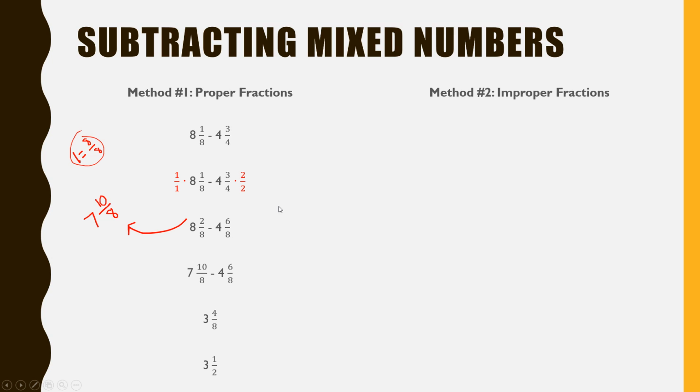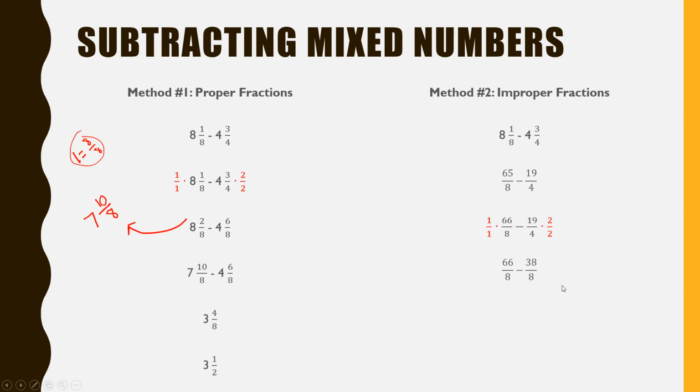All right, now let's look at improper fractions. So we've got the same problem, but this time we're going to change into improper, and I'm going to go a little bit quicker on this one because I think you guys know how to change into improper fractions. Again, we need to make common denominators, and the left fraction is going to be multiplied by 1 and the right by 2. So I get 66 over 8 minus 38 over 8.